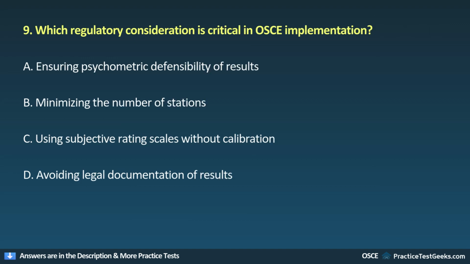9. Which regulatory consideration is critical in OSCE implementation? A. Ensuring psychometric defensibility of results. B. Minimizing the number of stations. C. Using subjective rating scales without calibration. D. Avoiding legal documentation of results.